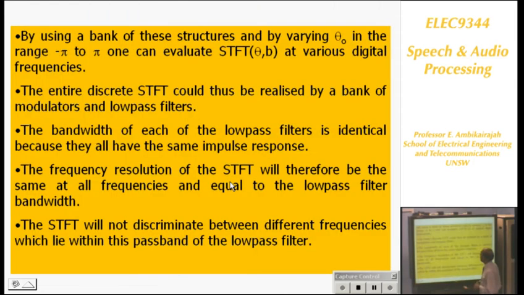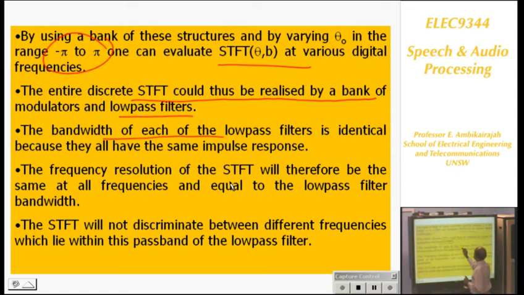For example, what I have said here is, by using a bank of these structures between pi and minus pi, you can get your short-time Fourier transform. So the entire short-time Fourier transform could be realized by a bank of modulators and many low-pass filters. But remember, the window size is fixed, so the low-pass filters are all the same, no difference at all. But the modulators are different. Modulators depend on the input signal and the carrier frequency.